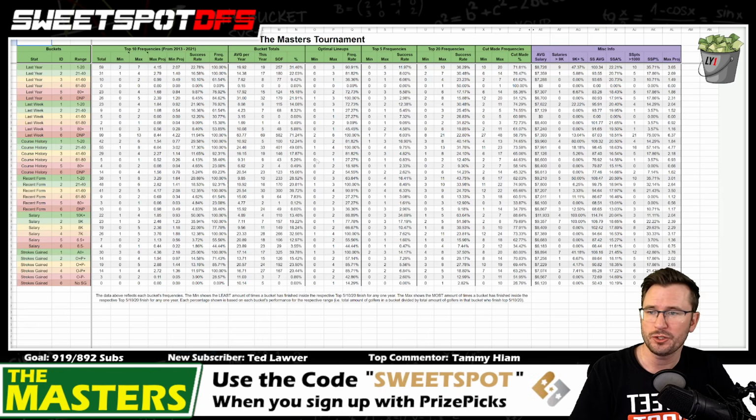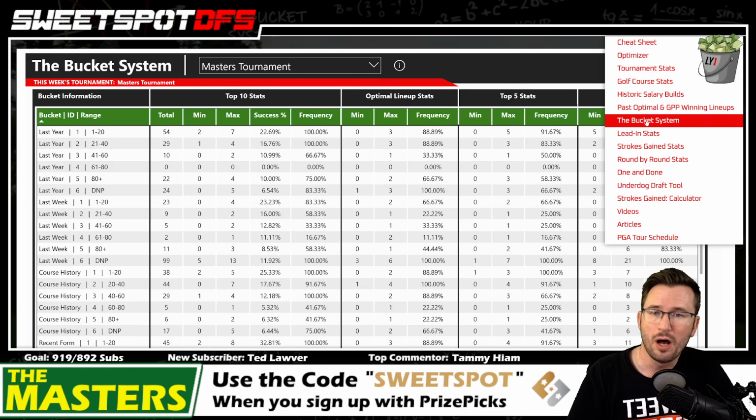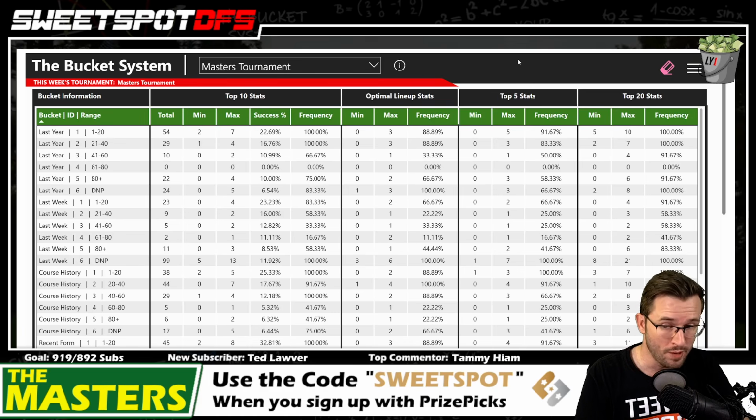If you kind of want to do your own thing, I also have a tool called the bucket system on SweetSpotDFS.com. And the beautiful thing about this, it won't have projections because I haven't been able to add them to the website just yet.